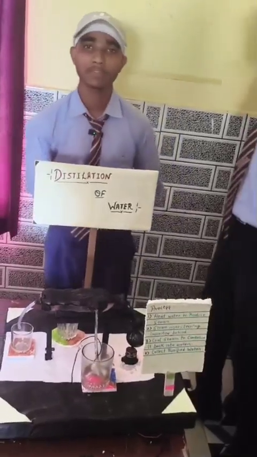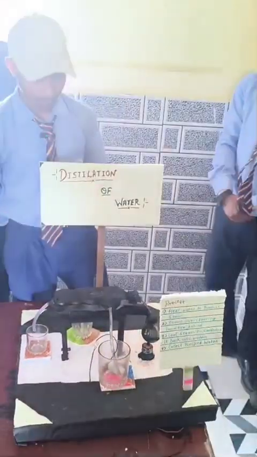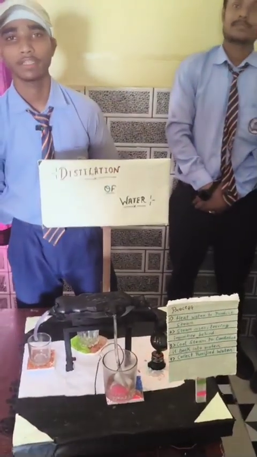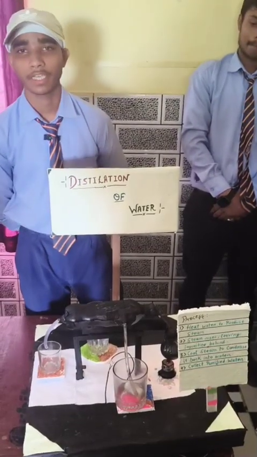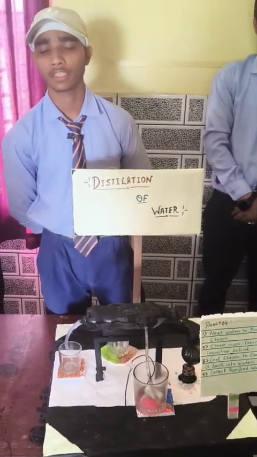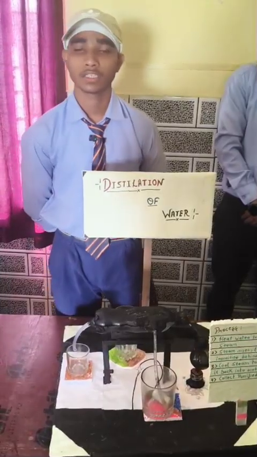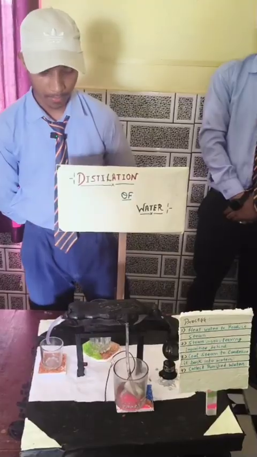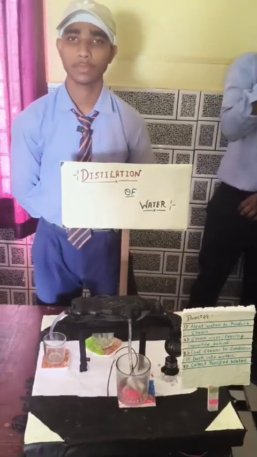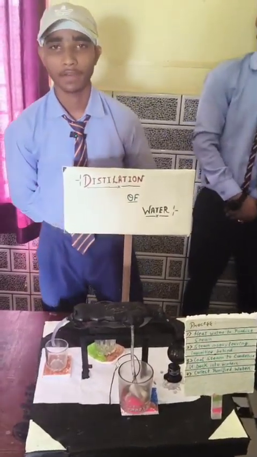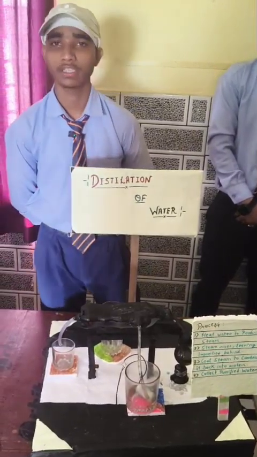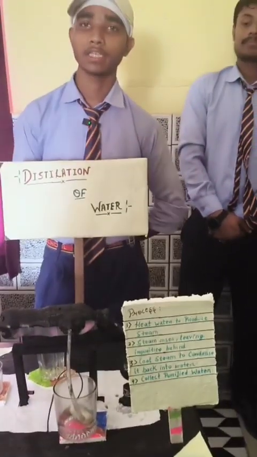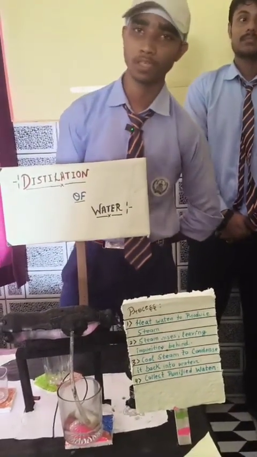Class 12. Distillation of water separates impurities of water. When the water is heated, it separates and forms steam, and it is converted into cold water, and then it again becomes pure water.